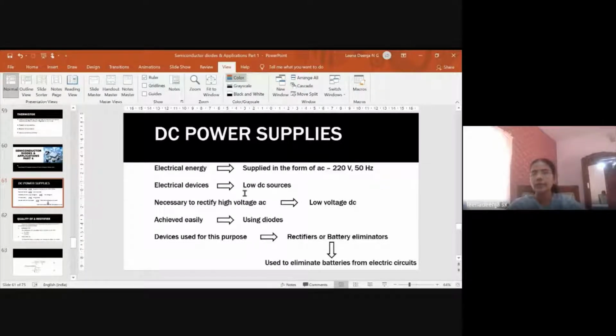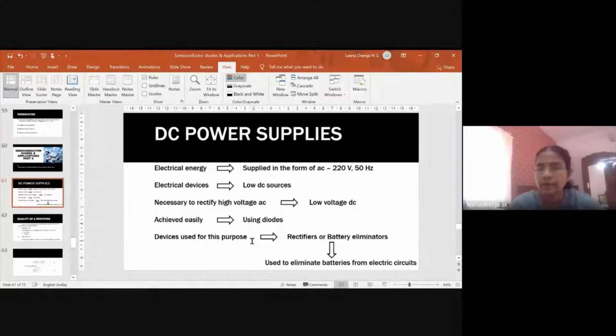And most of the electrical devices, they operate on low DC sources. But we get AC as our power supply. So it is necessary to rectify this high voltage AC into low voltage DC. And this we can achieve using diodes. And the devices that are used for this purpose are known as rectifiers.